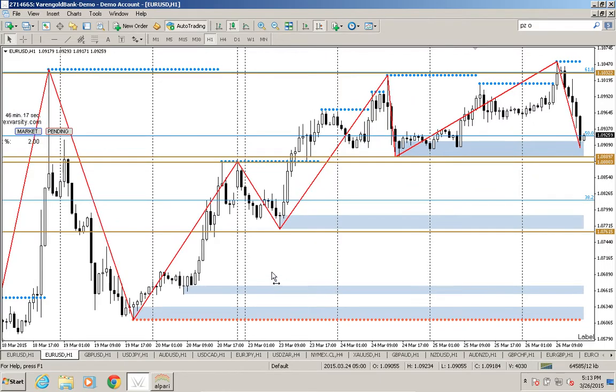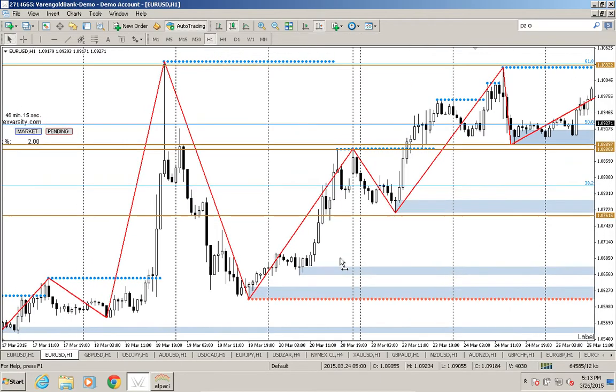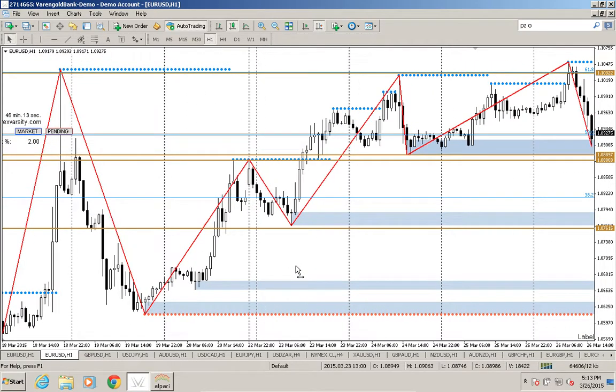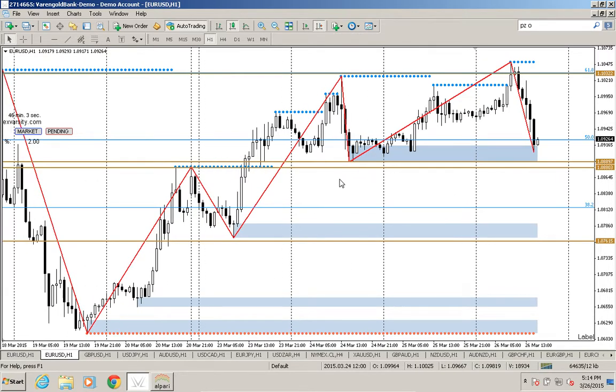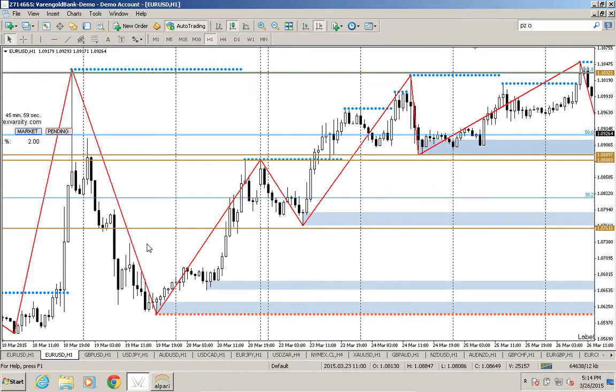So that is basically the simplest way of looking at it. Every time your low is higher than your previous low, trend is up. And if you were looking for a downtrend, every time your high is higher than your previous high, it's an uptrend.